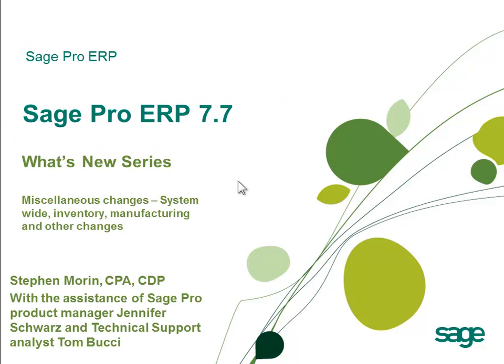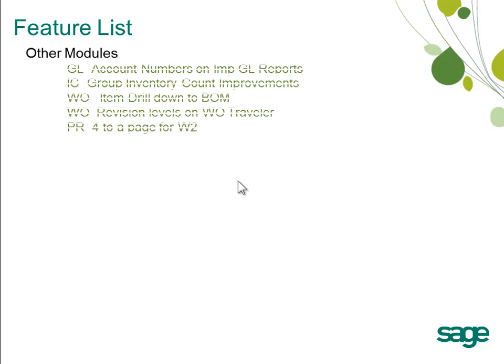Today's topic is what's new in Sage Pro ERP 7.7, and we'll be specifically covering miscellaneous changes, the system-wide changes, inventory changes, manufacturing, and other changes. Okay, so let's see what's changed. This is what we're going to be covering today in a few odds and ends.